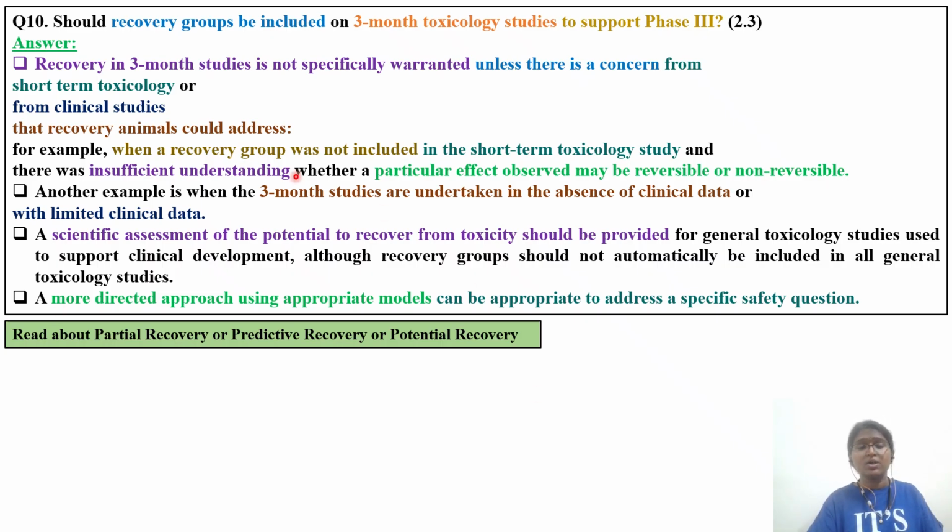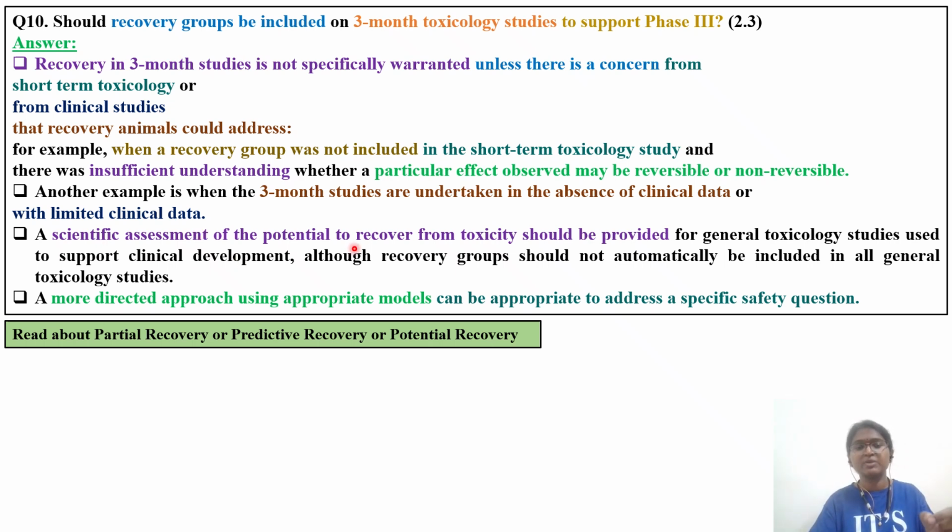Another example is when the 3 month study is undertaken in the absence of clinical data. So till now it is not phase 3, it is still phase 1, phase 2 has not been initiated, or you have limited clinical data, but the sample population was small or you didn't do enough parameters. In that case also you need to have a recovery group.